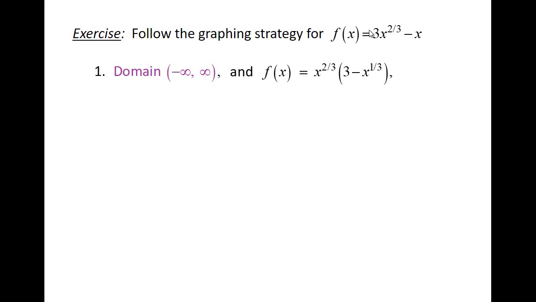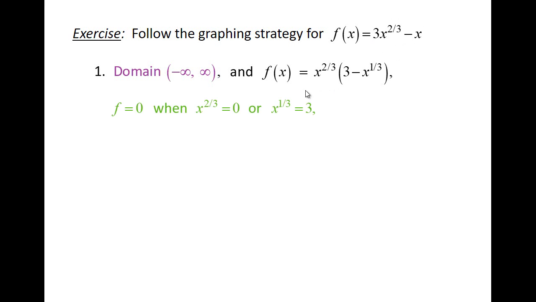And we can rewrite the function by factoring out x to the 2/3. If we factor out x to the 2/3, then we have to multiply each term by x to the negative 2/3. So if I multiply the first term here by x to the negative 2/3, then we will end up with 3. And if we multiply x with x to the negative 2/3, then we end up with x to the 1/3.